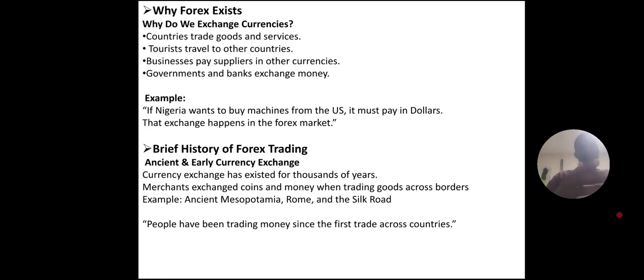Now, again, another one is tourists travel to other countries. People travel to other countries, you have to change your currency to that currency. This is forex trading. Businesses pay suppliers in other currencies. Governments also exchange money. So all these are the reasons why we exchange currencies, because you can't use your own country's currency to trade in somebody else's country currency.